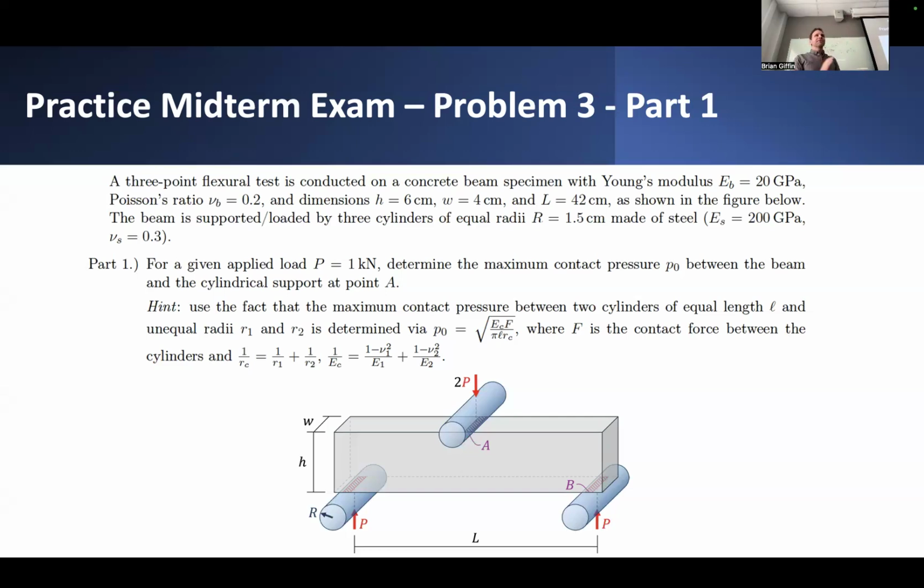And in part 1 of this problem, what I'm asking you to do is figure out, given a particular value of P, let's just make it easy, say P equals 1 kilonewton, a unit load, determine the maximum contact pressure that would occur between this top cylinder and the specimen at this point A. Now, if I were to ask you this, I give you a hint here. This hint will not be present in the exam.